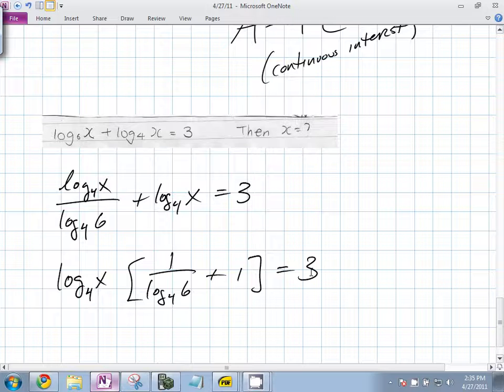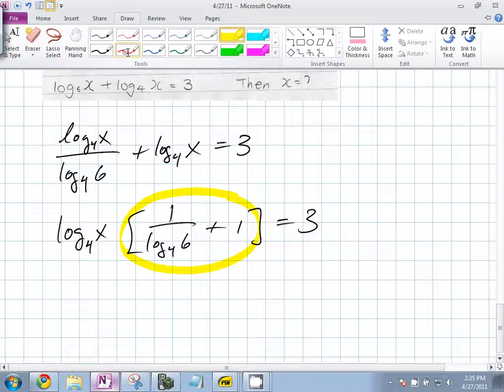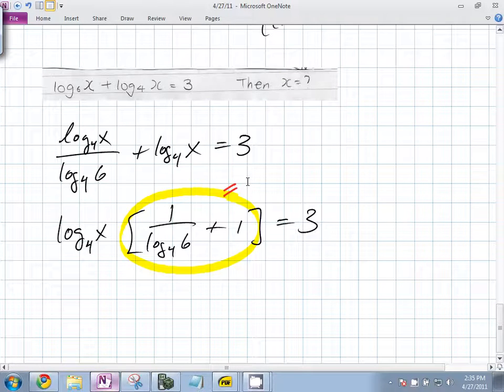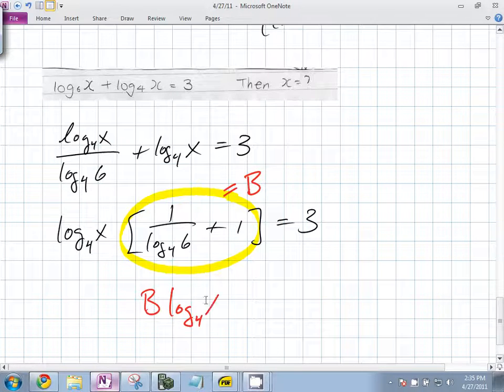I don't really want to write that number over and over again, so this thing right here, give me a letter. B? Yeah, I like that. There's certain letters that represent sets or look like numbers, so I try to avoid them. Z, F, unless I capitalize it. B is pretty good. So what is this? B times log base 4 of x is equal to 3. What do I divide both sides by?